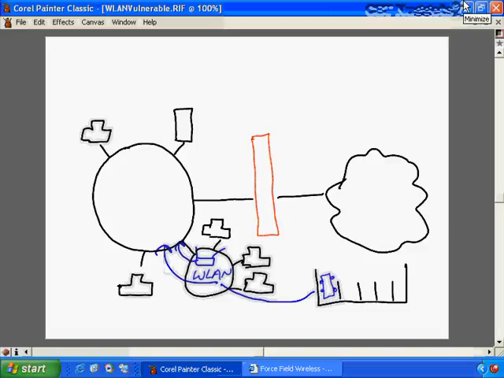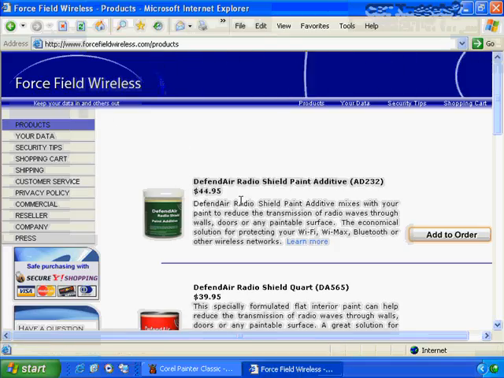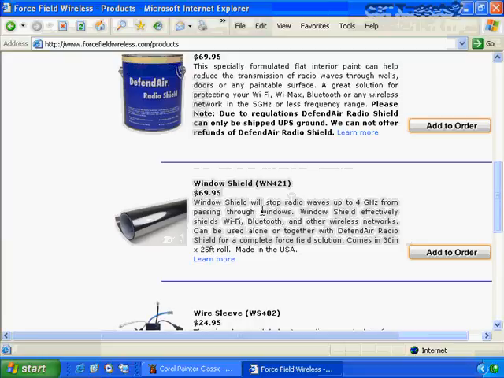Now, another thing I found that might be effective against people eavesdropping from a distance on your wireless network, even for home use, is this Force Field Wireless. I haven't actually tried this, but it looks kind of interesting. Defend Air Radio Shield Paint Additive. You add this to your paint. It includes metal particles in it that will block radio signals. So if you paint your walls with this, apparently it's supposed to keep your wireless signals from escaping, and of course you have to coat the windows as well with their radio window shield to protect wireless network signals from escaping from your building.